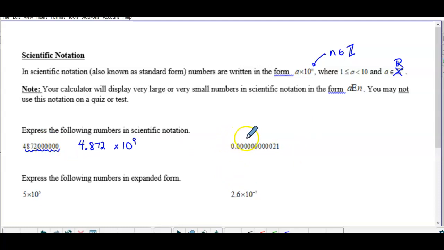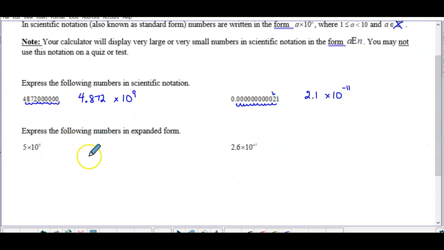Then, going from the left, we look for the first non-zero digit, put a decimal after, copy all the non-zeros after that, times 10 to the, and now we know it's going to be negative because this is a decimal less than 1. So now we think about how many place values? 1, 2, 3, 4, 5, 6, 7, 8, 9, 10, 11. So negative 11.